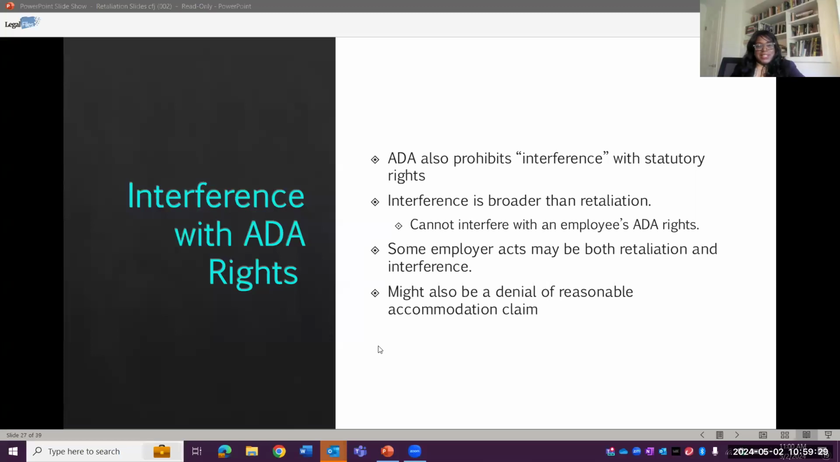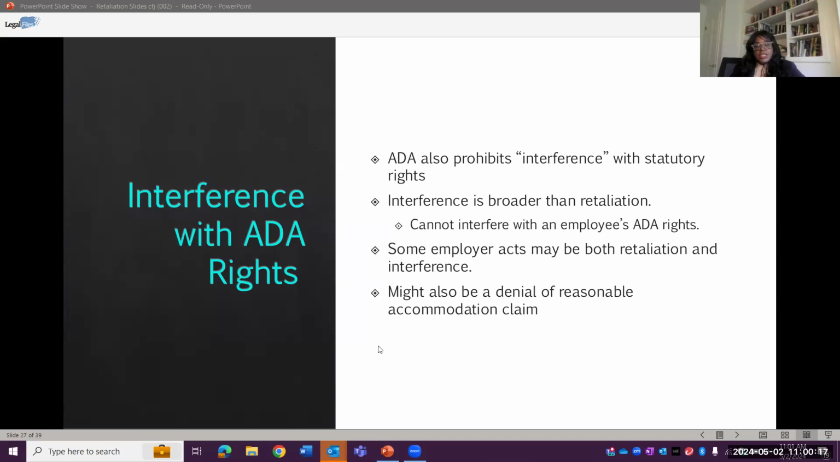interference with ADA rights. In addition to retaliation, the ADA prohibits interference with the exercise or enjoyment of ADA rights, or with the assistance of another in exercising and enjoying those rights. The scope of the interference provision is broader than the anti-retaliation provision that we have been talking about. So the ADA protects any individual who is subject to coercion, threats, intimidation, or interference with respect to ADA rights.